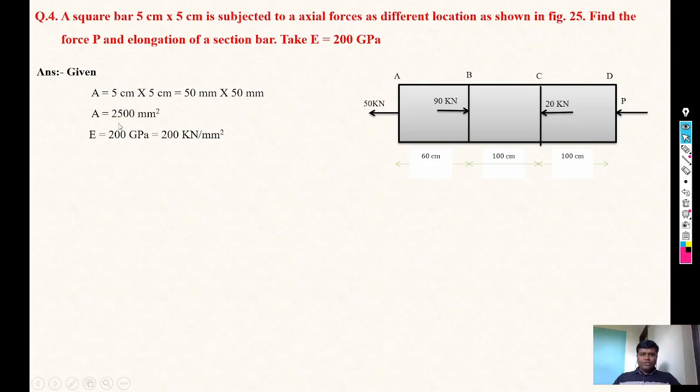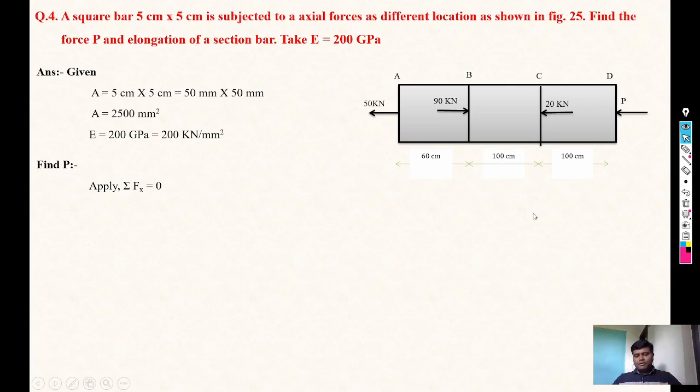So area is 2500 mm square. E, modulus of elasticity is given, that is 200 gigapascal, 200 kilonewton per mm square. Distances are also given, means length of AB, length of BC and length of CD subsection: 60, 100 and 100 centimeter converted in mm, that is 600, 1000 and 1000 mm.